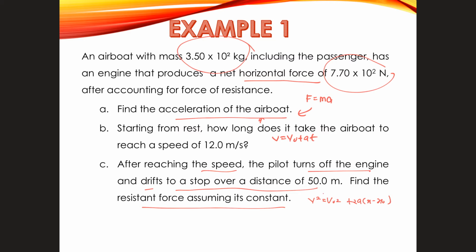V squared is definitely going to be 0 because it comes to a stop, and v naught squared is 12 squared, plus 2a times (50 minus 0). You are going to get your acceleration as negative, which means it's decelerating. Then from here you use F equals ma. You are going to get the force as negative because it's a resistant force, which opposes the motion, and yes, it's going to be negative.